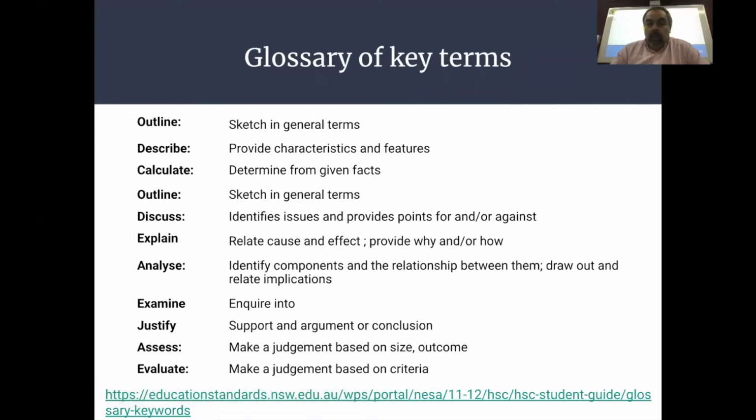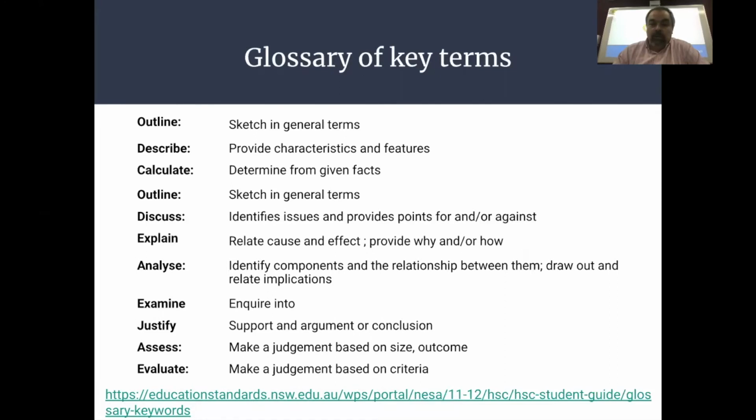So an outline question could sketch in general terms features of the content that you're looking at. We've got describe, calculate. There's going to be formulas, there's going to be calculations in economics, so you're going to be asked to calculate. But just knowing these key glossary terms will help you in shaping your answers to questions.